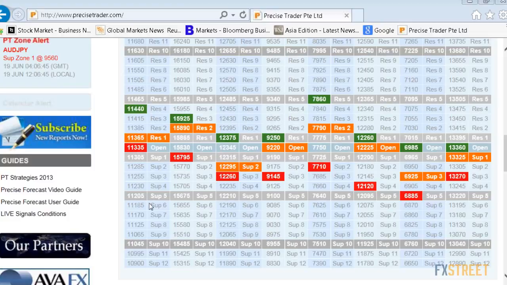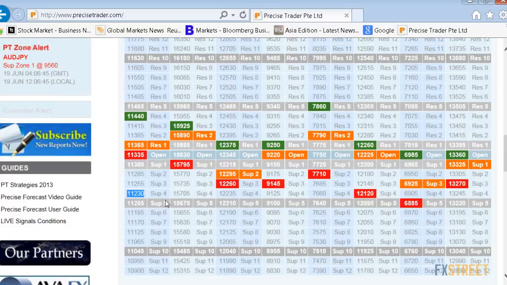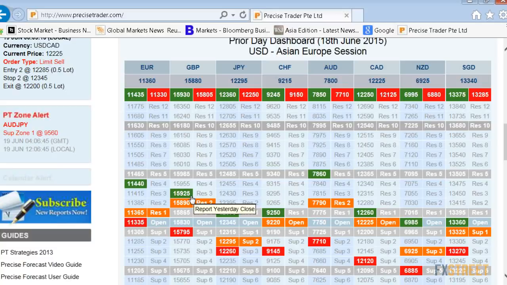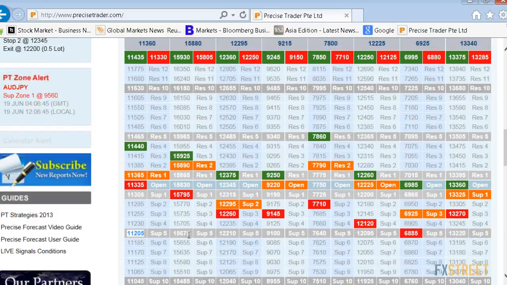So you can call yourself a conservative trader, and probably you can call yourself a more risk taker, but you want to make money, right? So if you are a conservative trader, then probably you can put your stop at 112.25, 5 pips below the support zone. But if you are a more risk taker, more aggressive, then probably you put your stop below 112. Okay, now we have decided that we are putting a stop at 112.